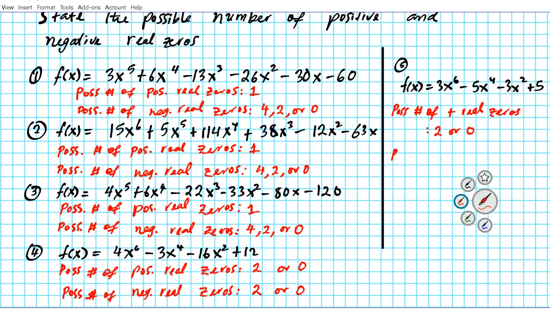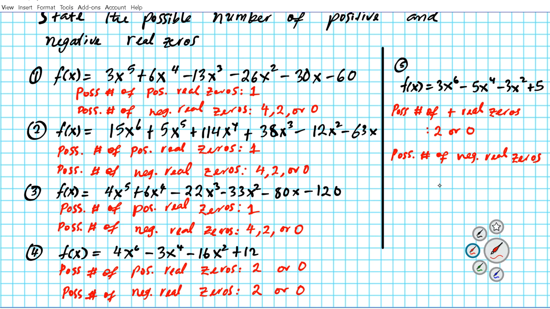And then the possible number of negative real zeros, we're looking for the sign variations for f of negative x. There are 2 sign variations for f of negative x, so we have 2 or multiples of 2 less, 2 or 0. Alrighty, so here are the solutions to the 5 practice problems.